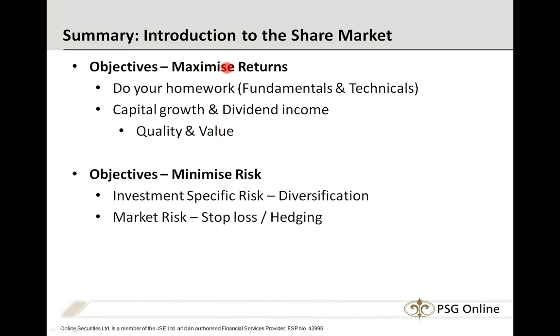On one side of the coin, I want to maximize my returns. Other side of the coin, I want to minimize my risk. So by learning more about the market, that's how you'll be doing that. So you want to spread your risk, as we talk about diversification. And we talk about market-specific risk. That's in case the whole market drops or the share drops, you want to use a stop loss to get out.